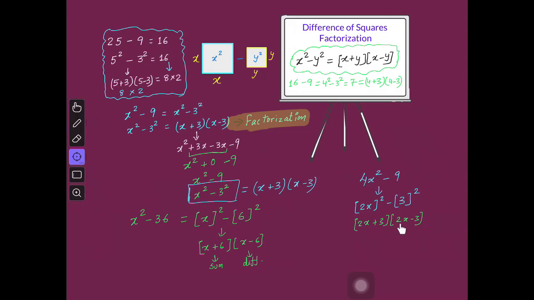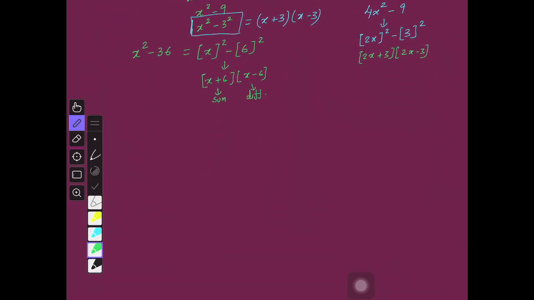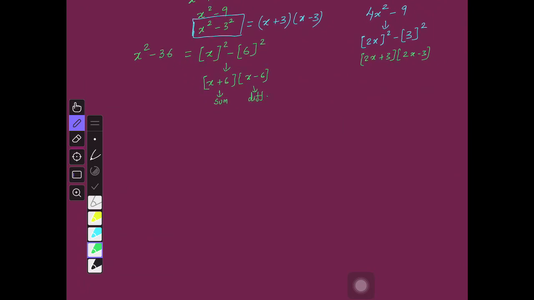Okay, so you can verify. 2 times 2 is 4x square, 3 times 3 is 9. Yeah, of course it is negative 9 because we have opposite numbers, positive and negative. So always check when you write your answers. Okay, let's take some more examples and you can have a better understanding.